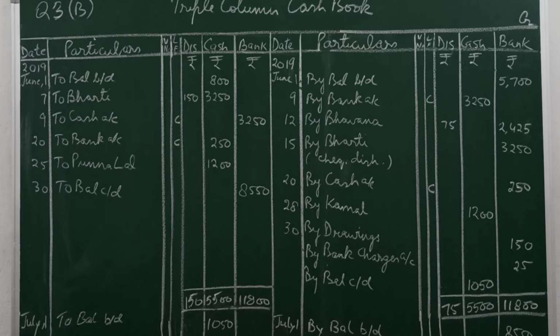On the credit side, 20th by cash account. In the bank column, credit the giver. C for contra entry in the ledger folio column. 25th, check received from Pannan Lal and endorsed in favor of Kamal on 28th June. Again, you have to see about the check.